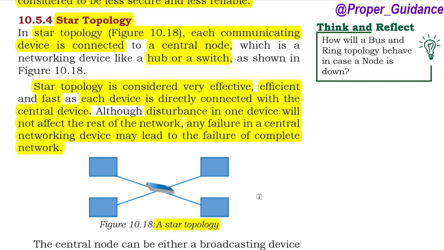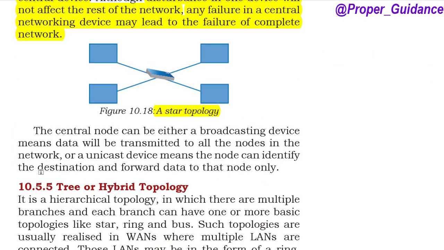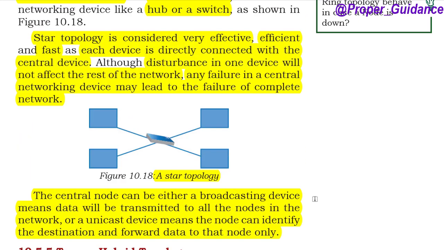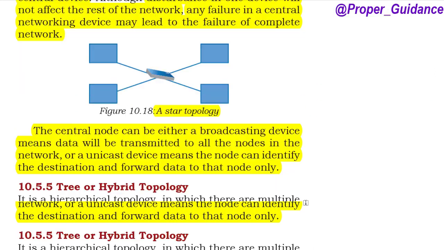Clear? So the central node can be either a broadcasting device, meaning data will be transmitted to all the nodes in the network, or a unicast device, meaning the node can identify the destination and forward data to that node only. Clear? So this is star topology.